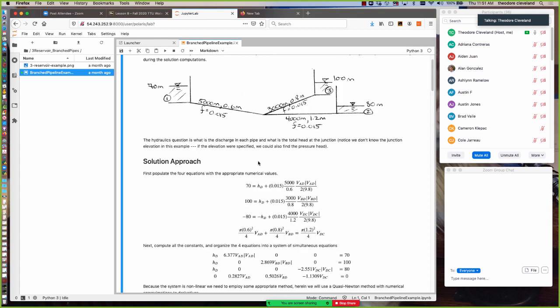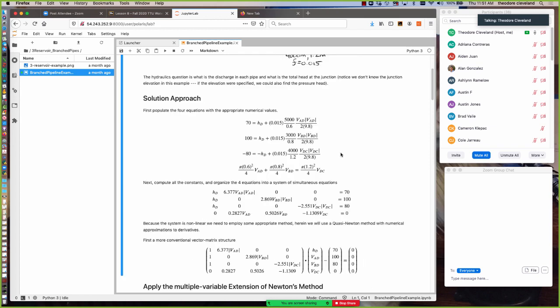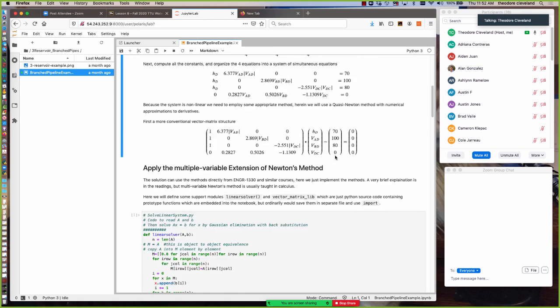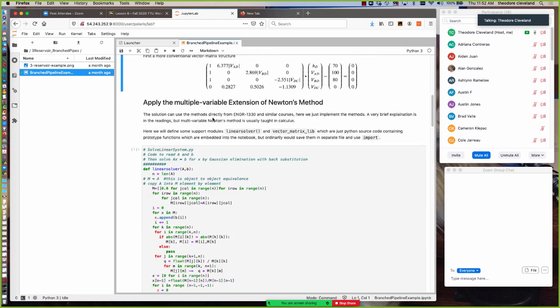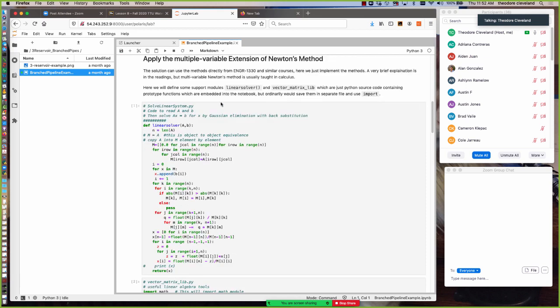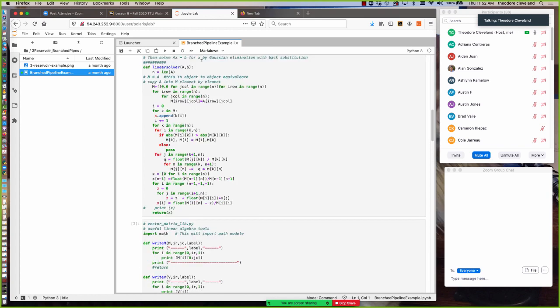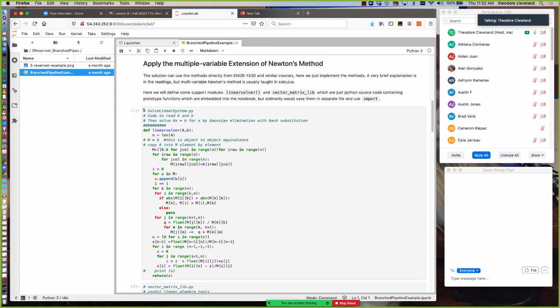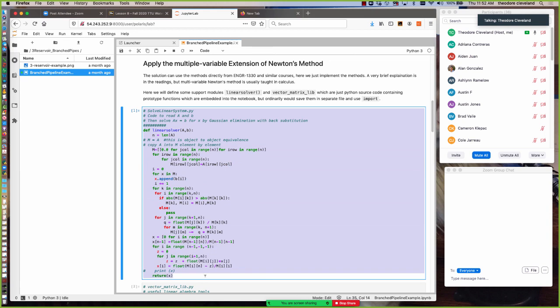Okay, so here we see the same setup as in the presentation. There's the indicated arithmetic, and now we're going to use Newton's method. So we're going to need a linear equation solver and a vector matrix library. So this bit of script, you don't have to program. All this does is solve simultaneous systems of linear equations.